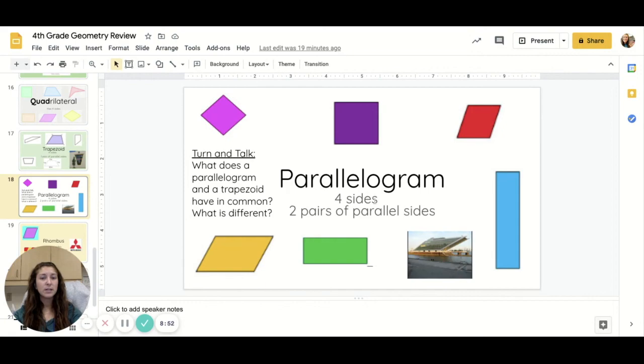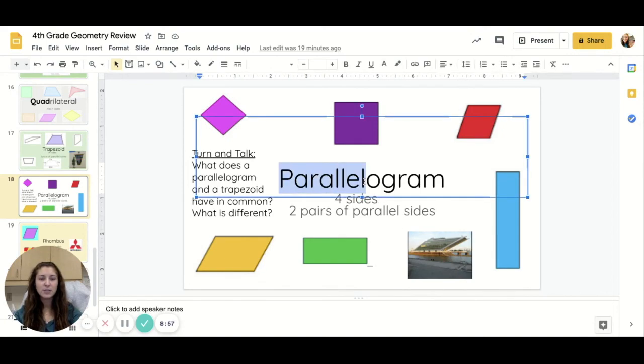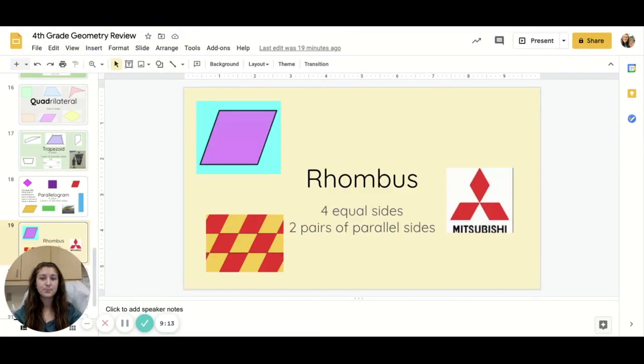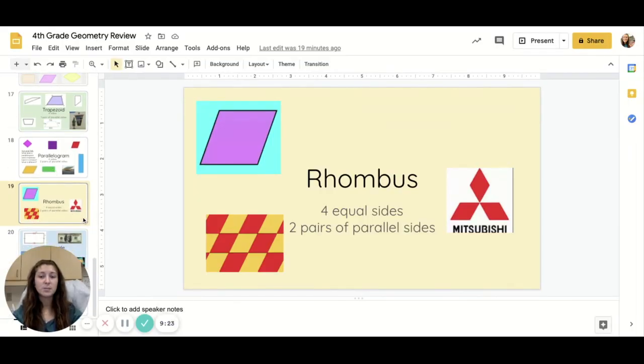Then we have a parallelogram, and a parallelogram has 4 sides, but notice that the first letters in parallelogram spell parallel. That means they have 2 pairs of parallel sides. Each one of these would be considered a parallelogram because both of their pairs of sides, whether top and bottom or side and side, are parallel. Then we have a rhombus, and a rhombus has 4 equal sides, and it also has 2 pairs of parallel sides. Here are some pictures of rhombuses.